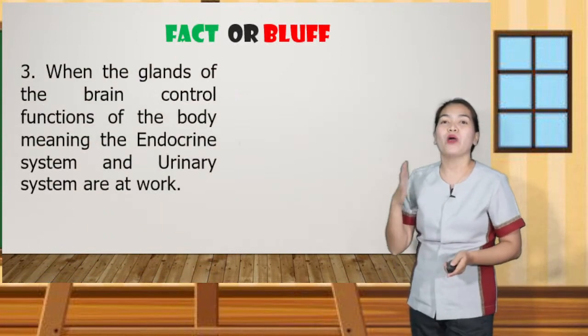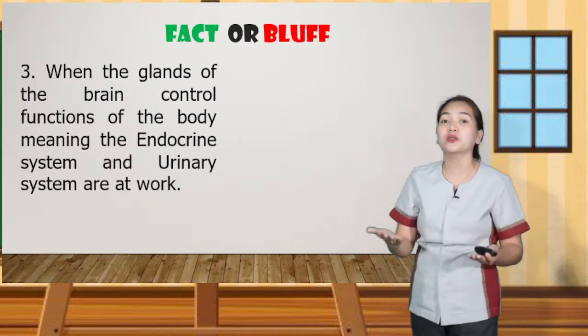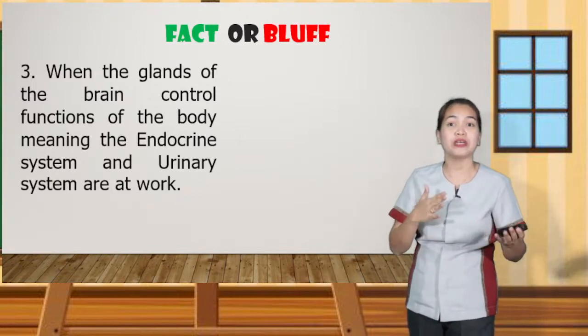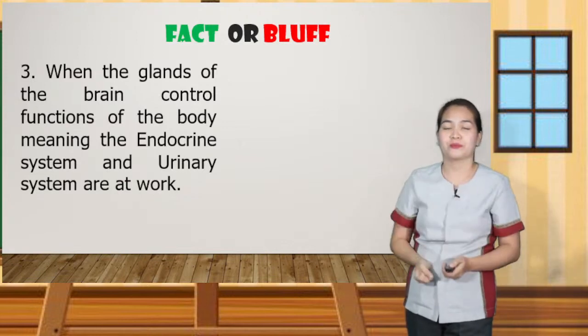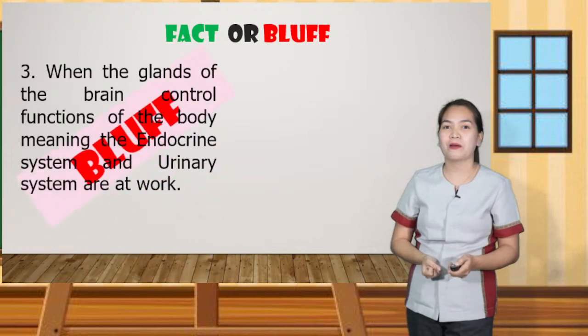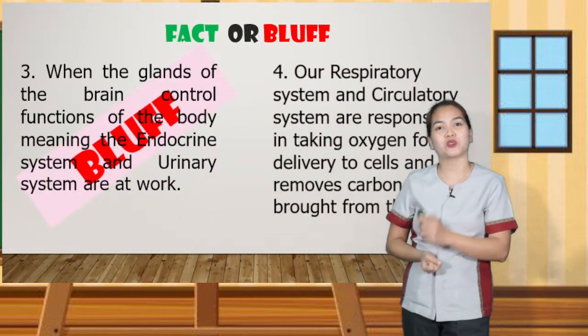We have, when the glands of the brain control functions of the body, meaning the endocrine system and the urinary system are at work. Is it a fact or a bluff? The answer is, it's a bluff. Very good. Next, let's have the next one.